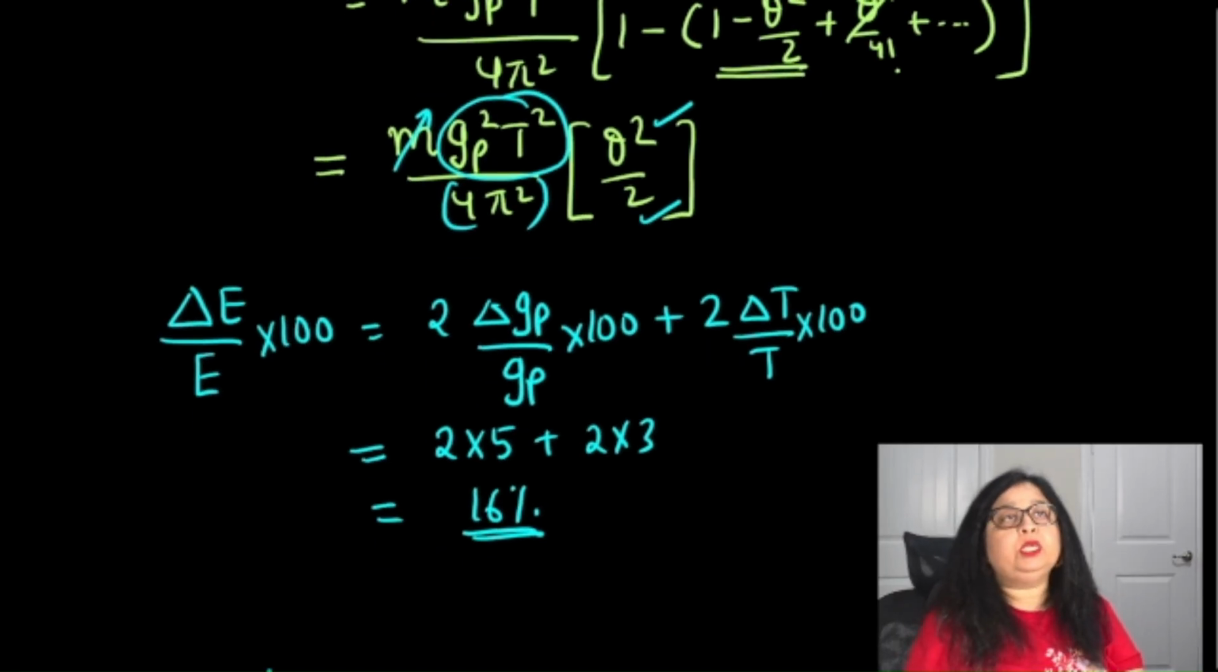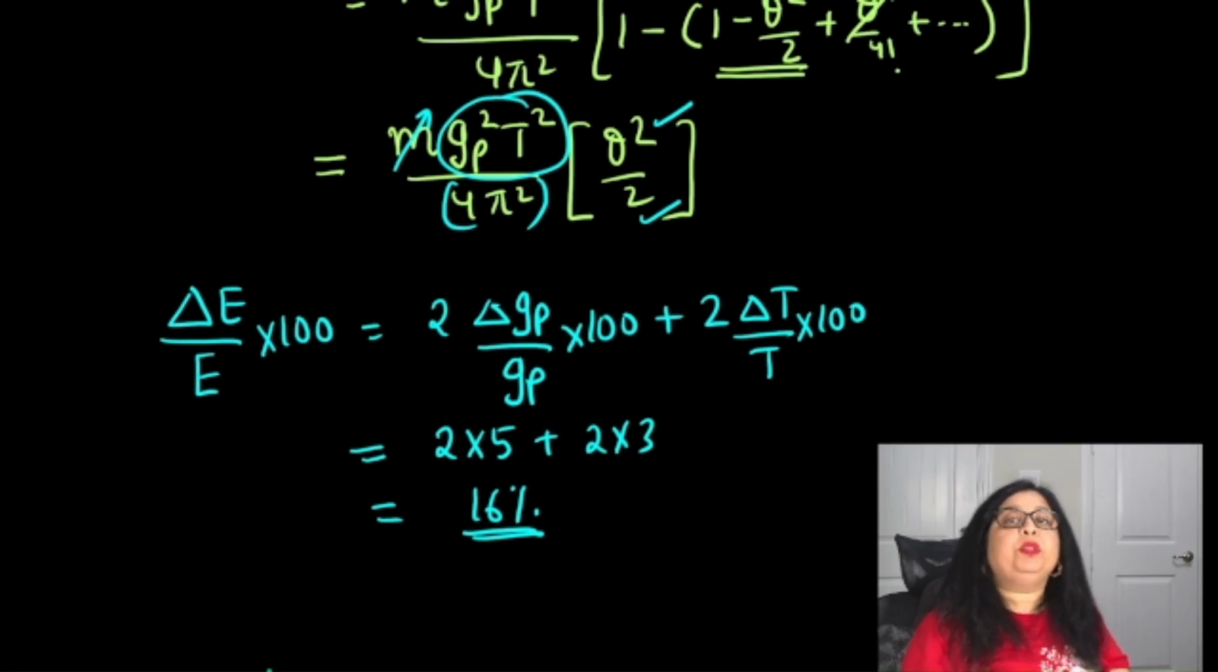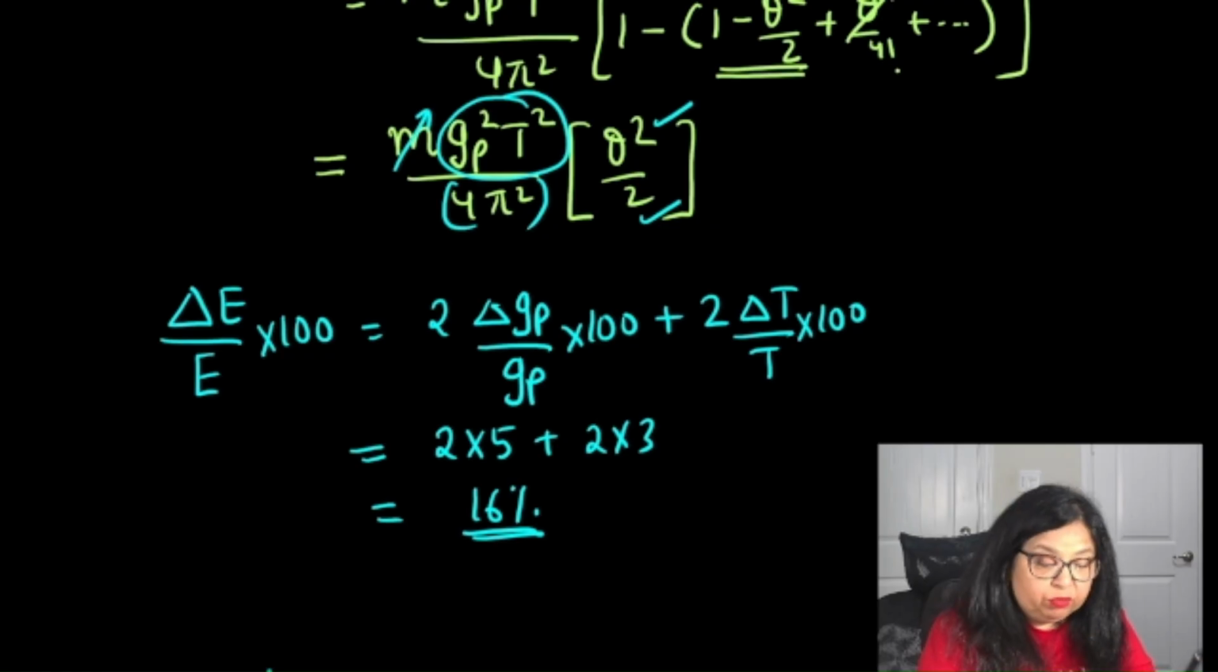This is the percentage error in the energy to make this pendulum oscillate with a time period T, where the percentage error in the time period T is 3% and it is located on a planet Zinca, where the percentage error in the acceleration due to gravity is 5%. Yep. This was an interesting problem.